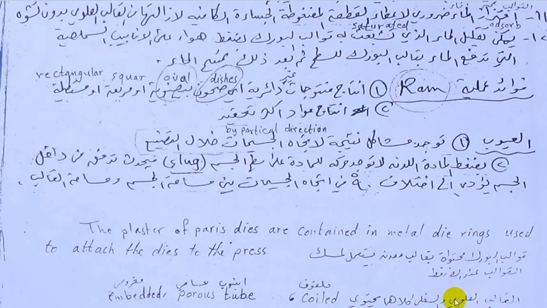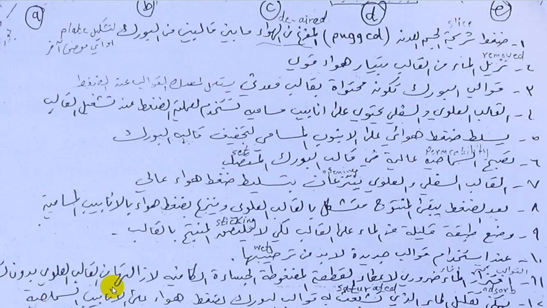The upper molds can contain coiled sections as well as tube sections, as well as embedded sections, all over here.